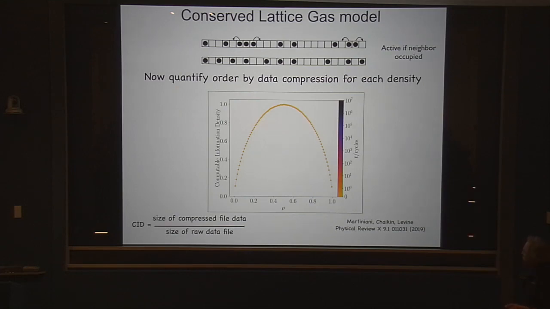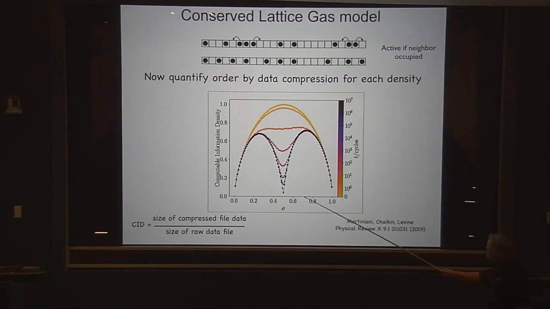What was more interesting is when you let the system evolve with time, it does this. And it gives you something which has a cusp here at 1/2. Now, if this were the entropy, that would indicate that you have a second order phase transition here. So that's one thing you can do with this. But you can answer other questions as well.